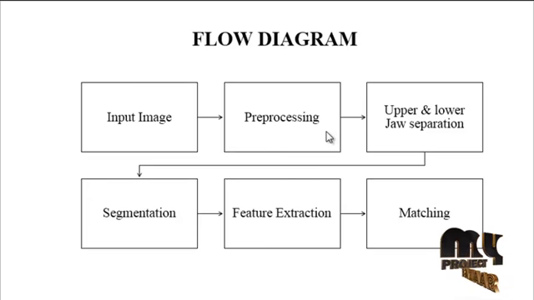After the pre-processing step, we use the upper and lower jaw segmentation process. In the upper and lower jaw segmentation, we segregate the upper portion and lower portion separately from the image, and other backgrounds are eliminated. After the segmentation result, feature extraction is carried out. In the feature extraction module, we extract the separate features from the image. A feature is nothing but a collection of data from the image.